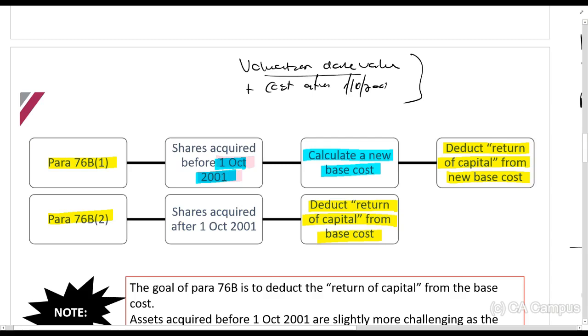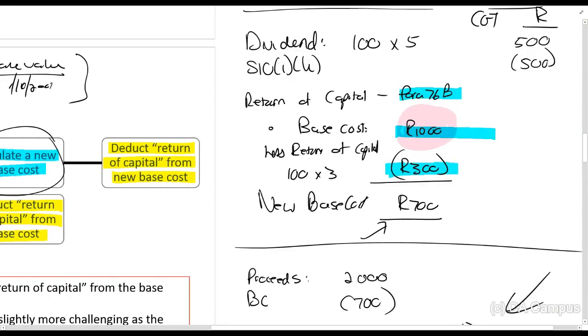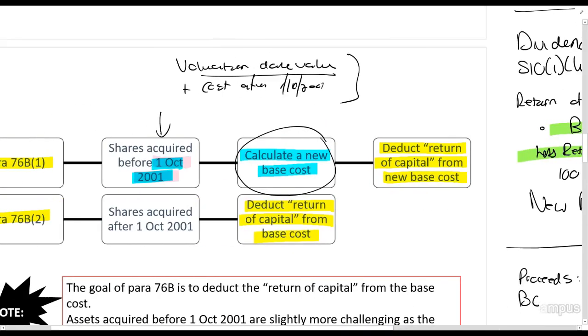So it's a little bit more difficult. So what they say is, if the shares were acquired before the 1st of October 2001 and you receive a return of capital, first you're going to calculate a new base cost. And that will then give you this base cost over here. And then you will deduct the return of capital from it.